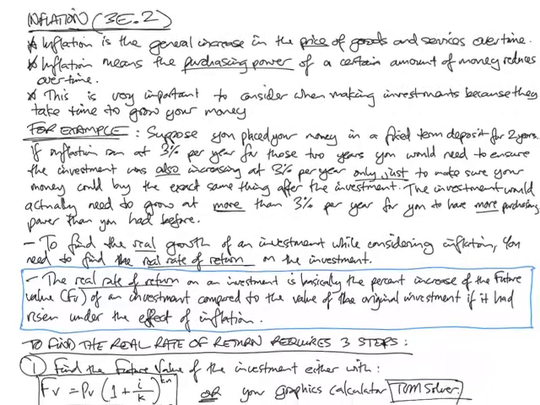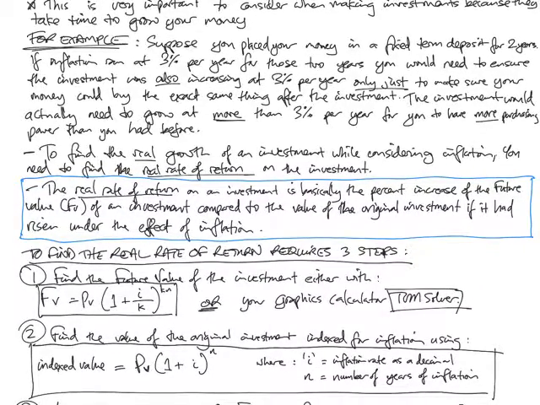A little worded example of that would be this. Suppose you put your money in a fixed term deposit, like we've been doing questions on, for 2 years. If inflation was running at 3% per year for those same 2 years, you would have to make sure that your investment was also increasing at 3% per year. That only just makes sure that your money has the same buying power, so it could buy the same exact thing after that investment, because everything is becoming more expensive over that time period.